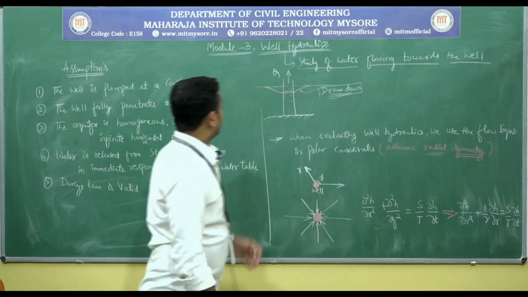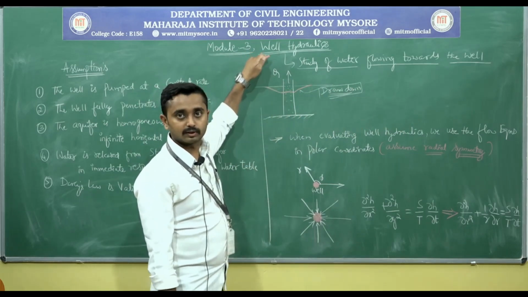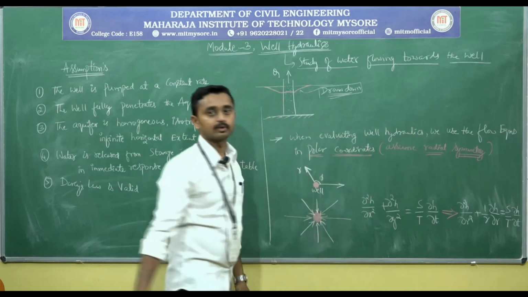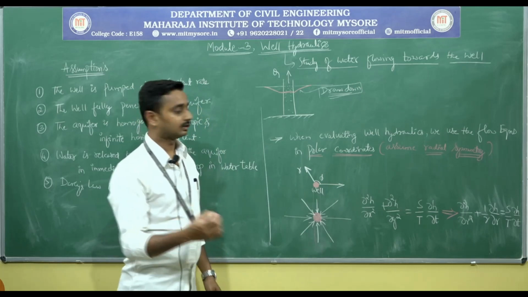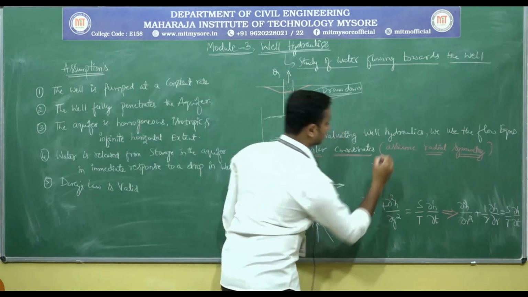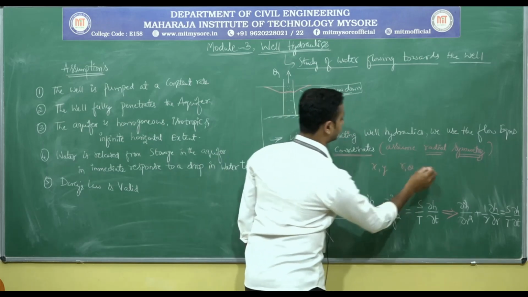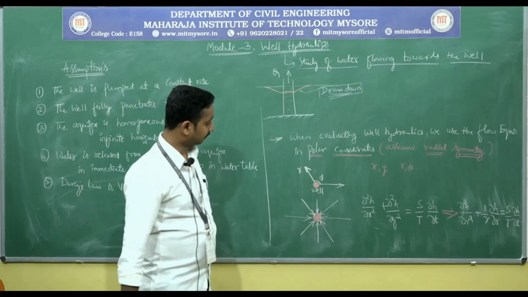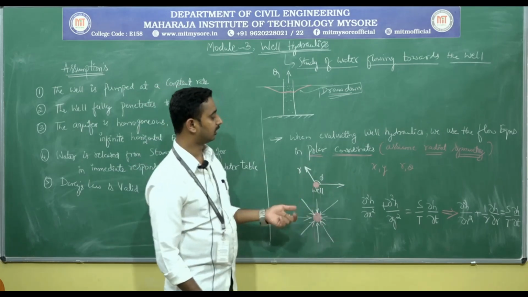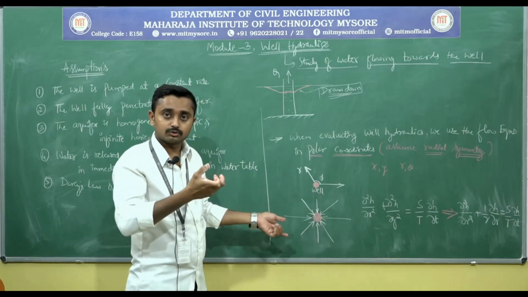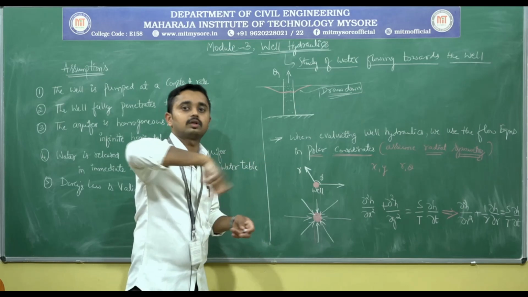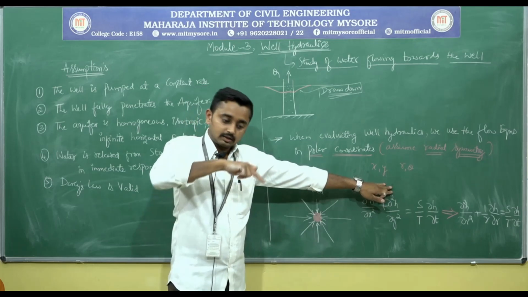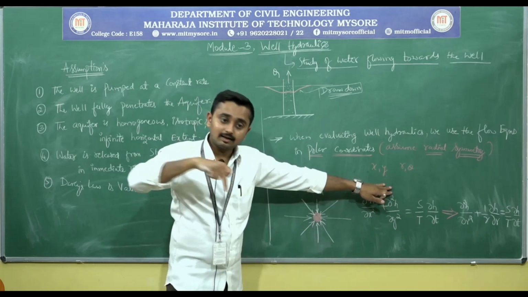When evaluating well hydraulics, we use the flow equation in polar coordinates, not in Cartesian coordinates. Cartesian coordinates are x, y. Polar coordinates are r, theta. Why do we prefer polar coordinates? This is the top view of the well. The water level is reduced in the surroundings of the well, not just in the x direction or the y direction, but in all directions, in the radial direction also.